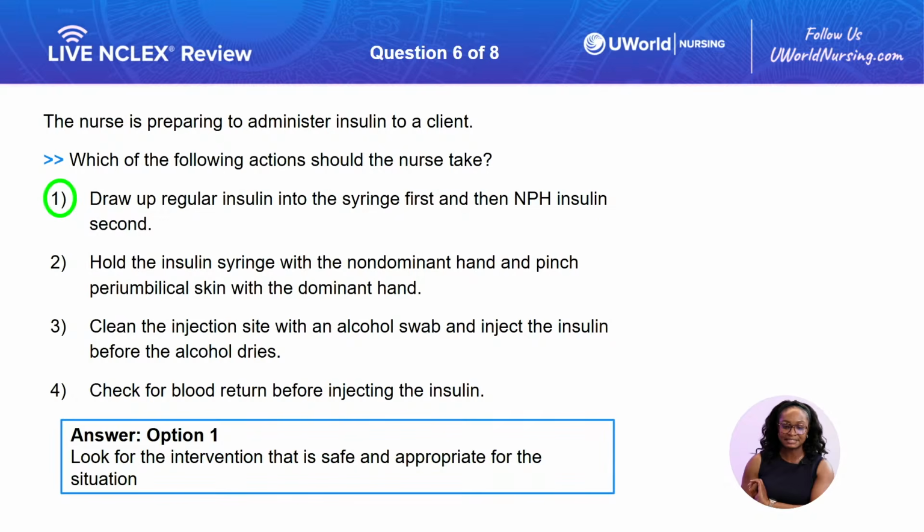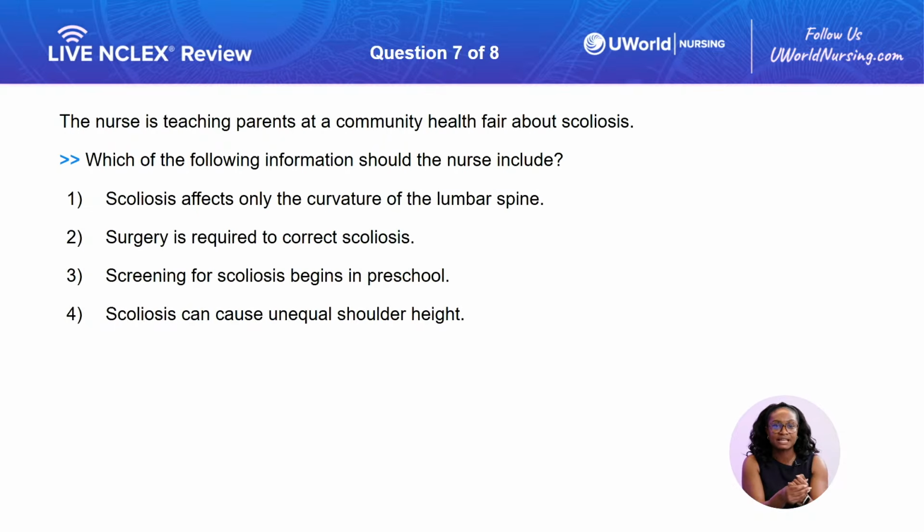Very good job, guys. Question number 7. The nurse is teaching parents at a community health fair about scoliosis. Which of the following information should the nurse include? Option 1, scoliosis affects only the curvature of the lumbar spine. Option 2, surgery is required to correct scoliosis. Option 3, screening for scoliosis begins in preschool. Or option 4, scoliosis can cause unequal shoulder height.